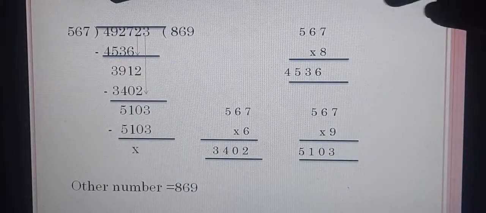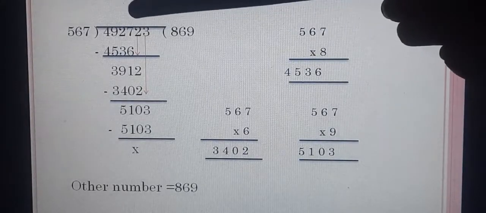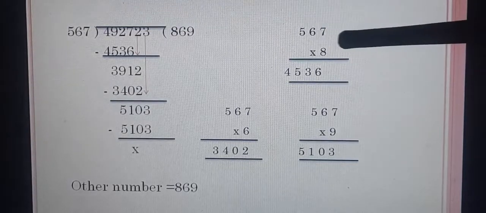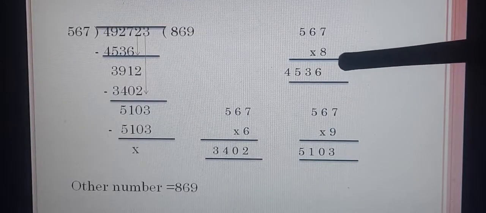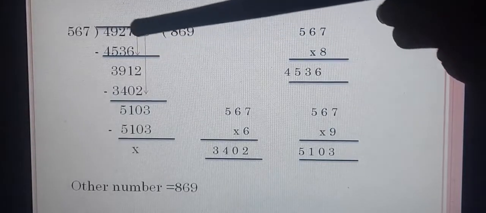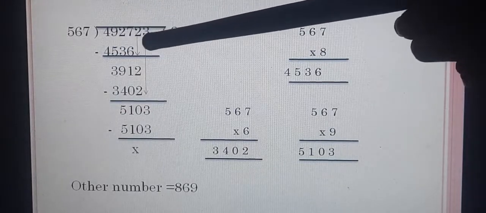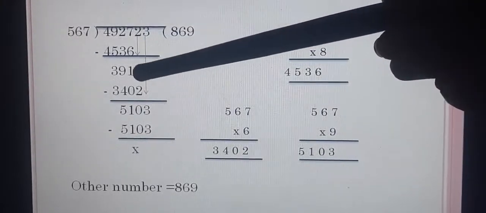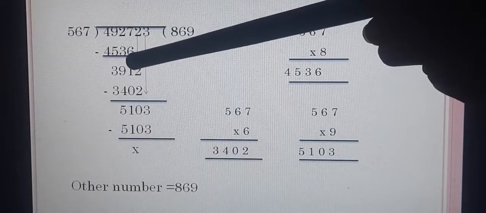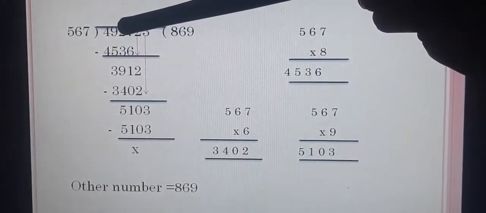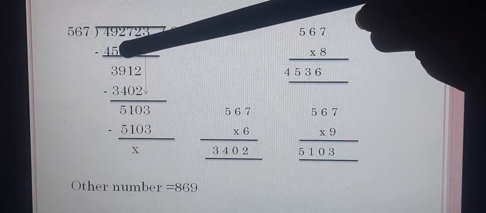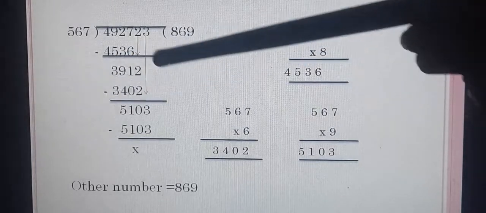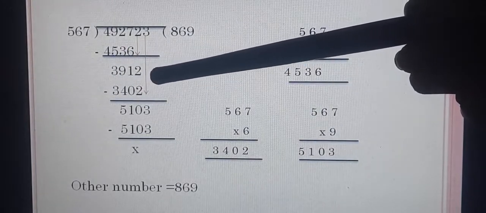567 is the divisor and 4,92,723 is the dividend. 567 8s are 4,536. We can write 4,536 below 4,927. Okay. Now 7 minus 6 is 1. 12 minus 3 is 9. And 8 minus 5 is 3. 4 minus 4 is 0. Now we will take the next digit 2. Now the dividend has become 3,912.